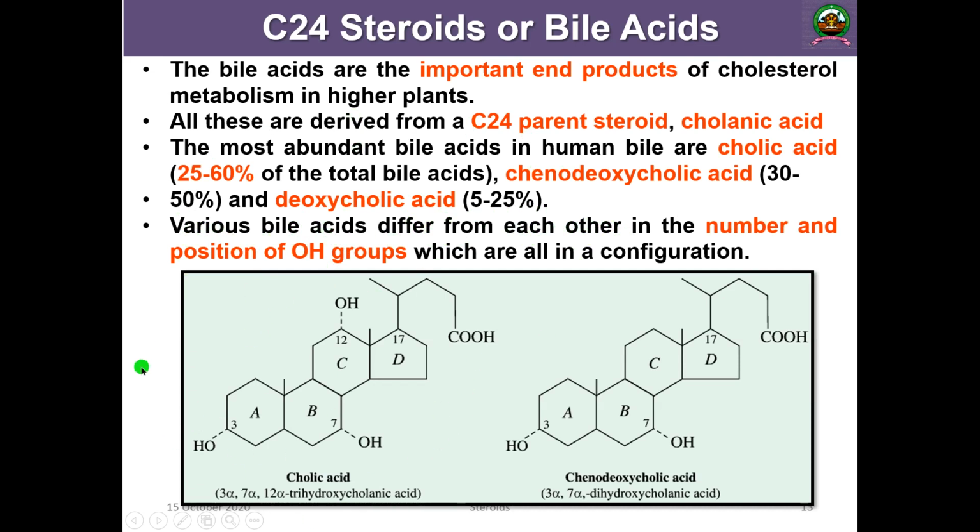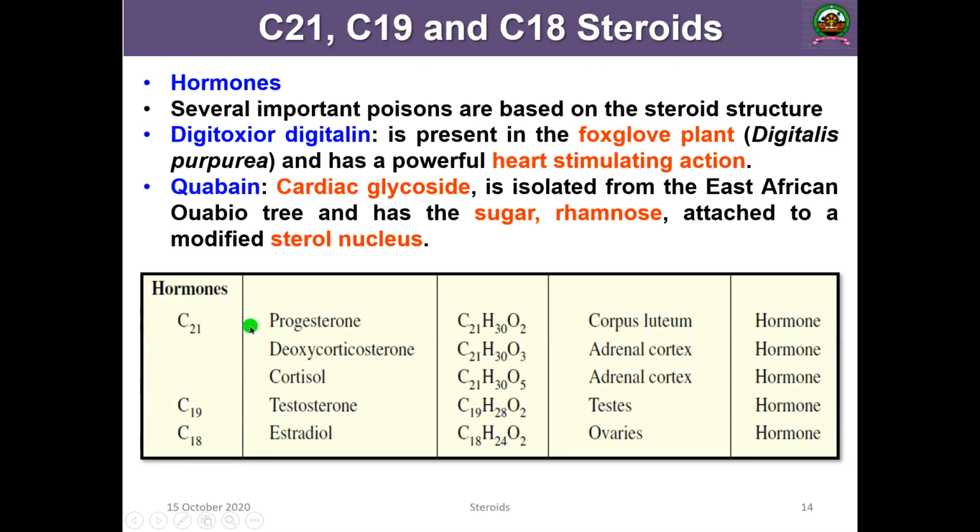Here you can see cholic acid, the basic phenanthrene ring A, B, C, D. Then here is a hydroxyl group, a carboxylic acid group. At positions 3, 7 and 12 there are hydroxyl groups, and there is a carboxylic acid group. And what is the difference between this one? You can see almost the same, but the hydroxyl group is absent here. That is known as chenodeoxycholic acid. This is cholic acid. Then C21, C19 and C18 steroids are mainly hormones.